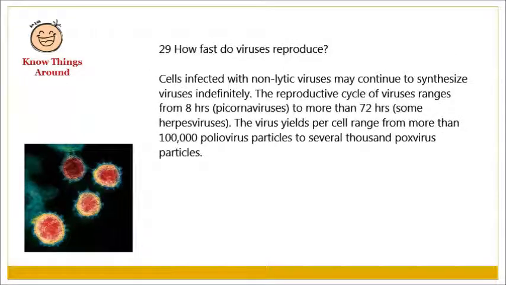How fast do viruses reproduce? Cells infected with non-lytic viruses may continue to synthesize viruses indefinitely. The reproductive cycle of viruses ranges from 18 hours to more than 72 hours. The virus yields per cell range from more than 100,000 poliovirus particles to several thousand poxvirus particles.